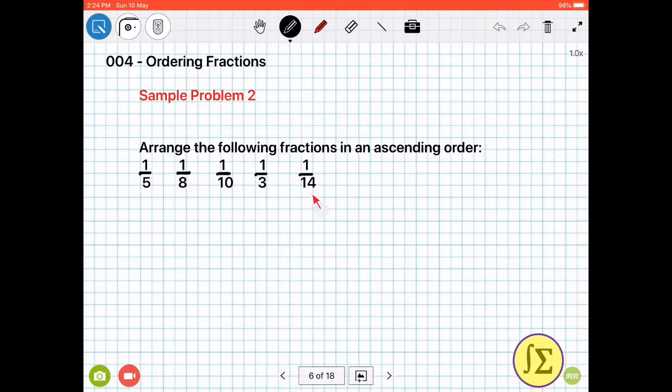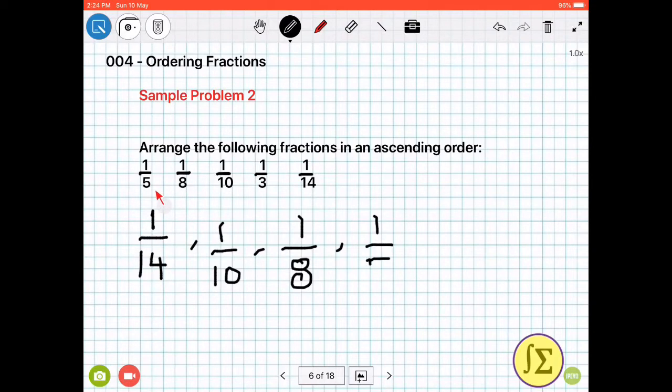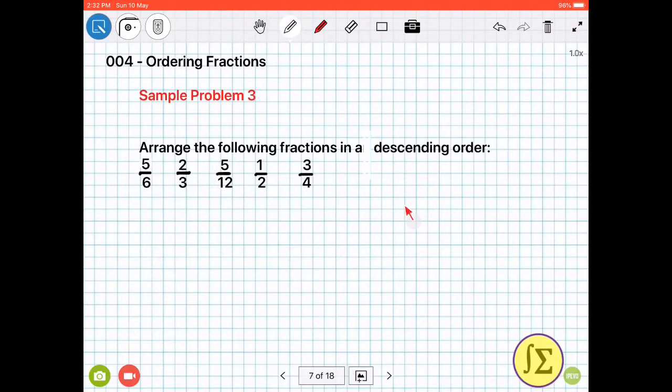So the largest denominator is 14. So this would be the smallest fraction, followed by 1 over 10, and then 1 over 8, followed by 1 over 5, and finally 1 over 3, which is the largest fraction. Okay, let's look at another problem.